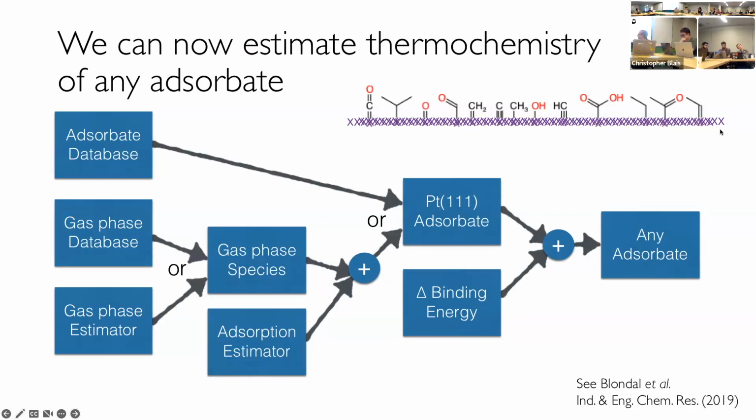So this is pretty powerful because it allows us to estimate thermochemistry for essentially any adsorbate that we have. Some of the assumptions are that for these scaling relationships, the data they have is for a single metal facet. So it's for the 111 facet on platinum, nickel, etc.